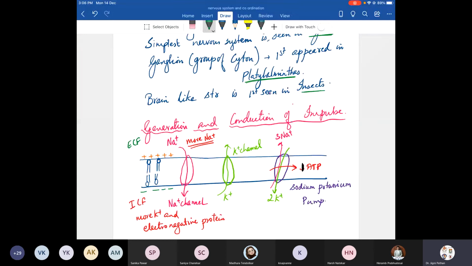I'll explain it to you. The outside is ECF, the inside is ICF. ECF is extracellular fluid, ICF is intracellular fluid. Sodium is more outside. Potassium and electronegative proteins are more inside. So inside has a negative charge and outside has a positive charge. It has a sodium channel, potassium channel, and sodium potassium pump. Arrows should be marked as I'm doing.